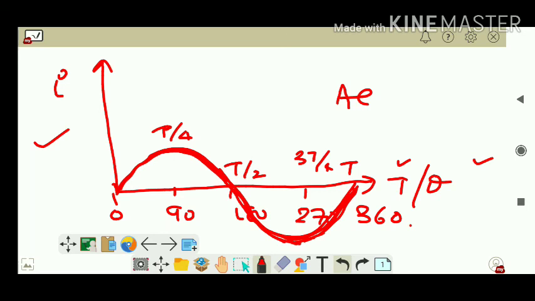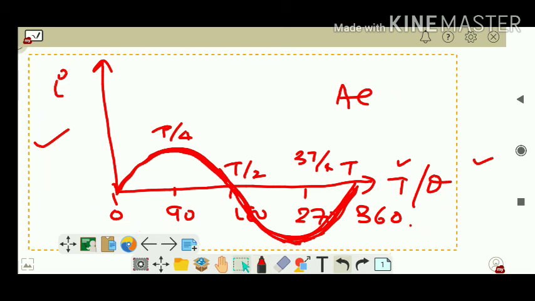So I am going to draw the AC generator again, guys. Okay, let's remove this one.